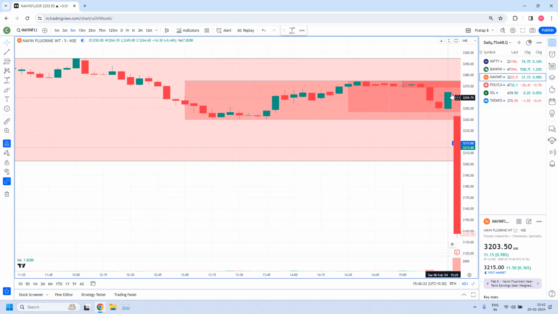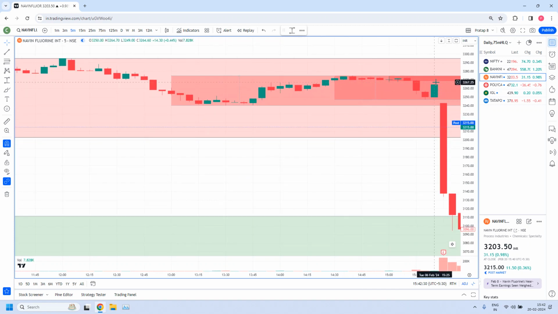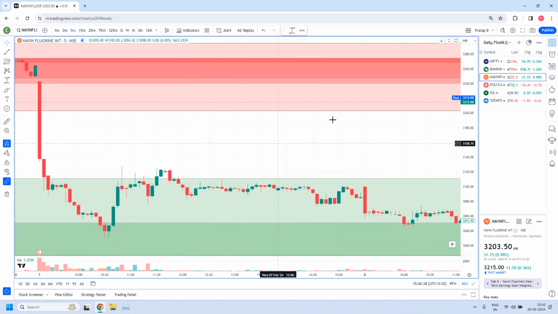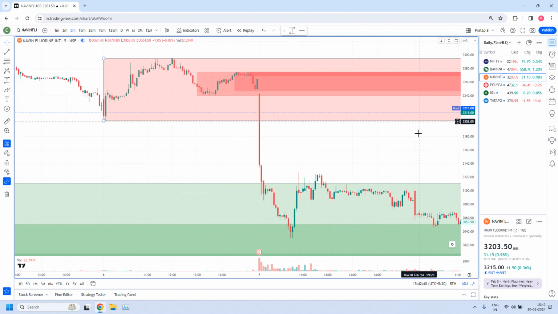See, the next day again with a gap down, prices came. That means maybe a new order flow was added by the institutions. So that is the reason why we can consider there could be strong orders. This is another justification why we can plan a trade in this 5-minute zone.